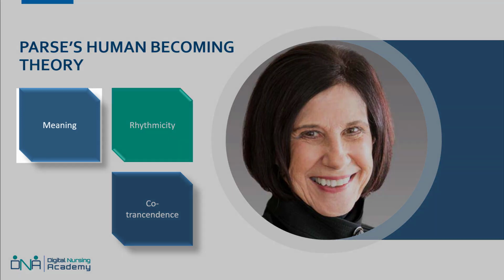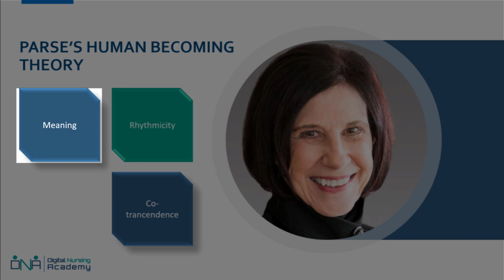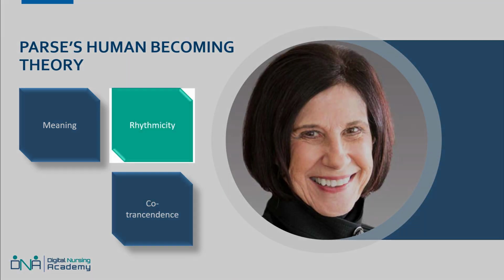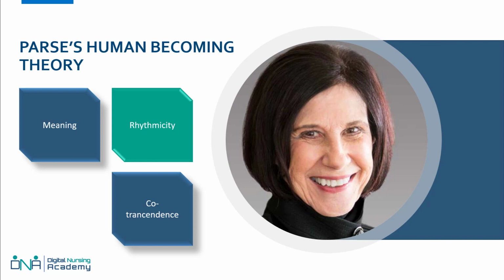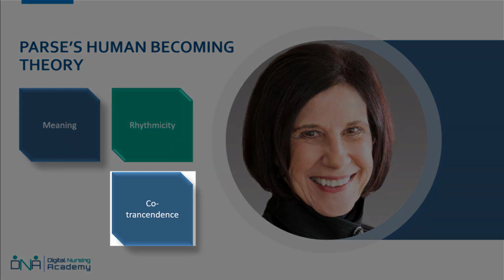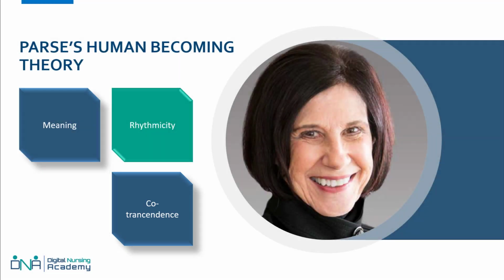So, meaning arises from a person's interrelationship with the world and refers to happenings to which a person attaches varying degrees of significance. Rhythmicity, on the other hand, is the movement toward greater diversity, and co-transcendence is the process of reaching out beyond the self. Parse's model of human becoming emphasizes how individuals choose and bear responsibility for patterns of personal health.